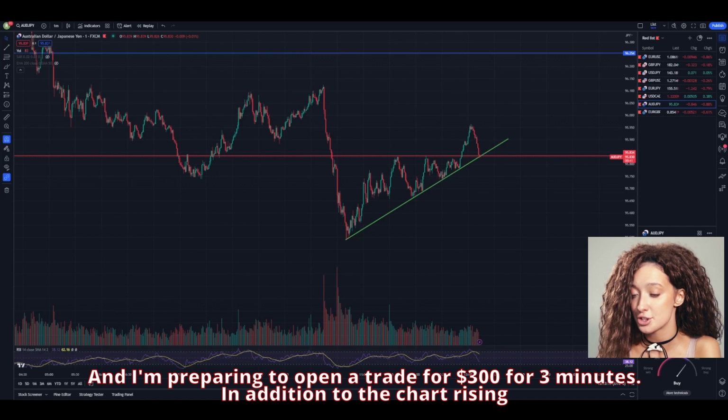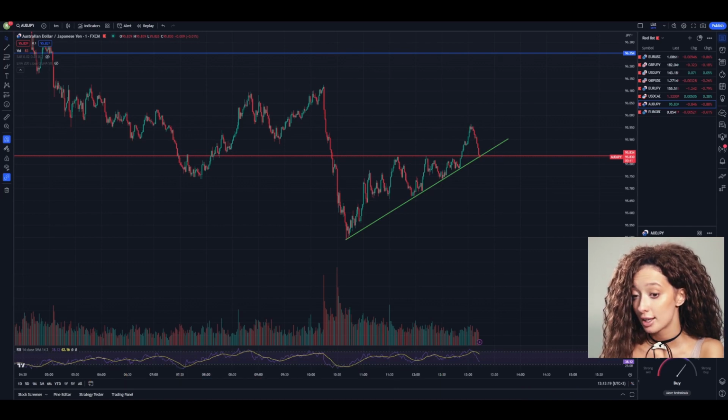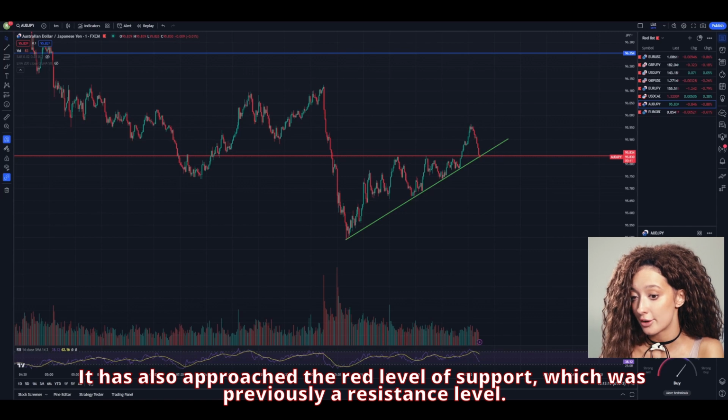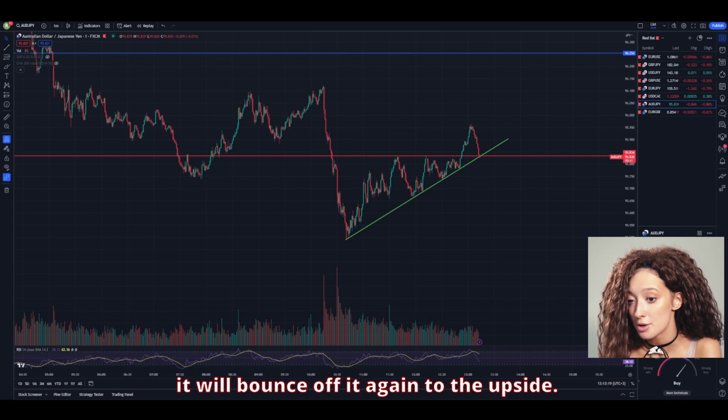In addition to the chart reading, the price has also come close to the trend line of support that I marked with a green line. It has also approached the red level of support, which was previously a resistance level. The price bounced off it several times and now it has finally broken that. Most likely, it will bounce off it again to the upside.